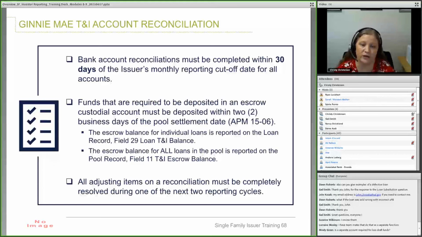An important note, just like the P&I recon, all adjusting items on the recon must be completely resolved within one of the next 2 reporting cycles. Could you give me a thumbs up for yes and a thumbs down for no to indicate if you would ever report a loan without a T&I balance?